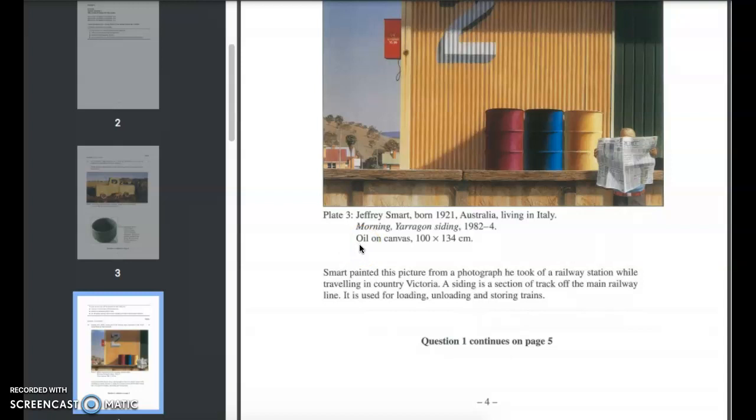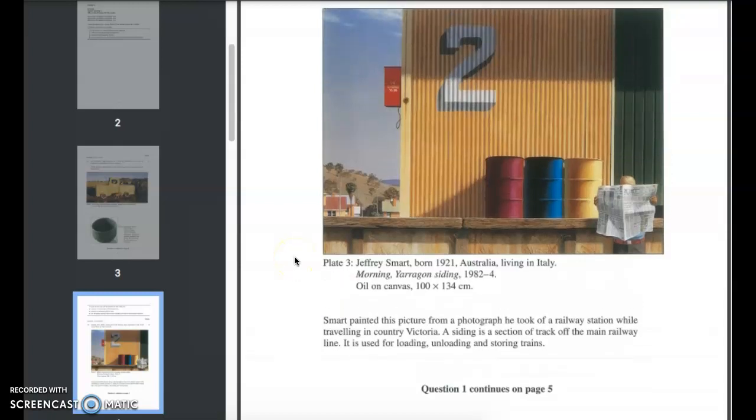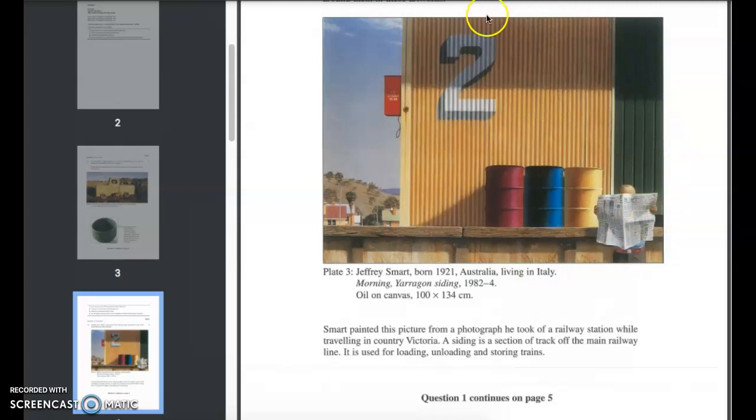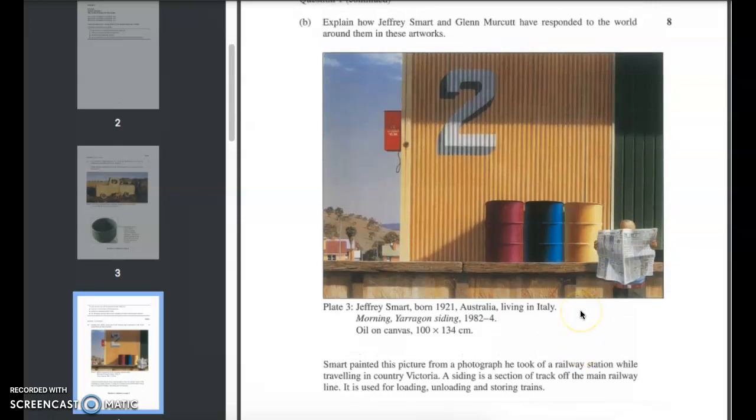A siding, well, not sliding, siding is a section of a track off a main railway line. It is used for loading, unloading, and storing trains. So we know now that this has something to do with railway. It looks fairly industrial. It's not very upper class. It looks more like working class. And we know that in 1980 Australia, there was a big working class. We are a working class country still, and in the 80s even more so. So we are getting little clues that tell us about the world, every little thing we read.